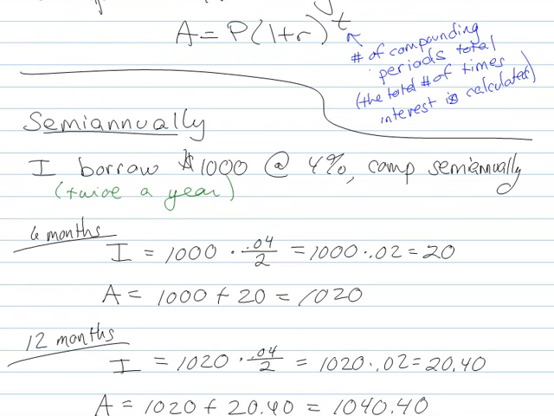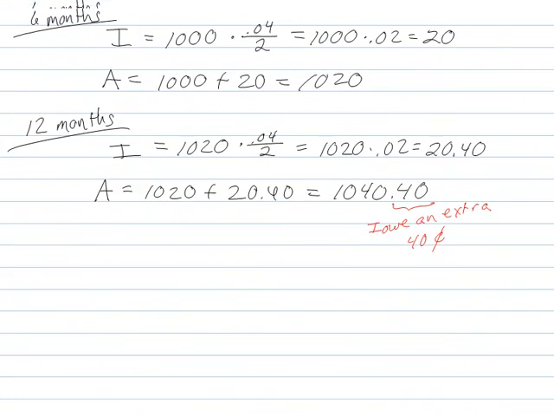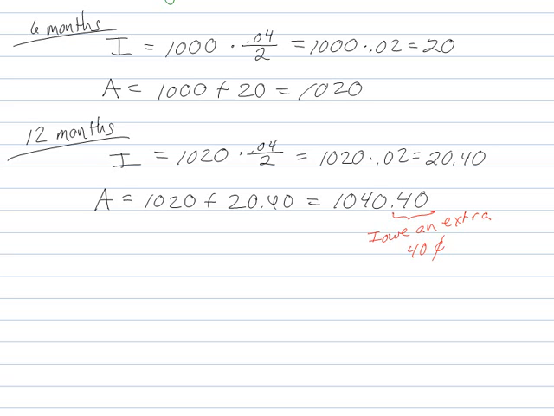When you look at the number of compounding periods, the total number of times the interest is calculated, the bigger this number gets, the more money that you're going to owe. That almost always tends to be the driving factor in how much money you owe. So we need to change our definition.